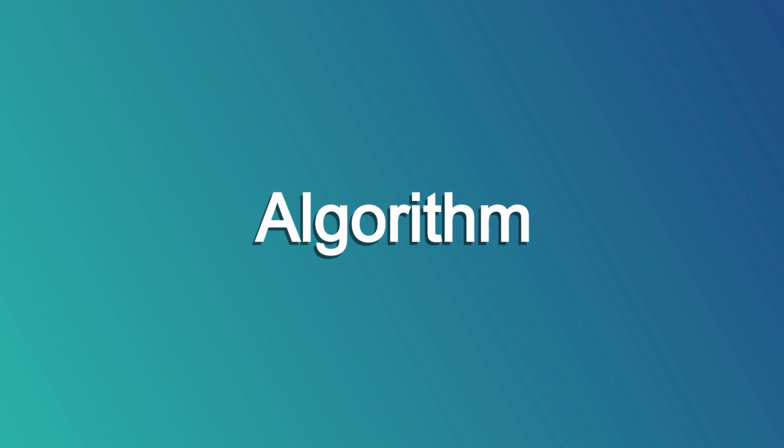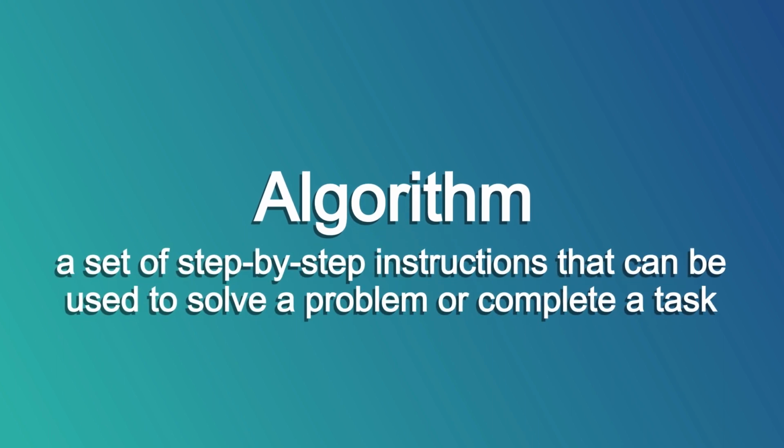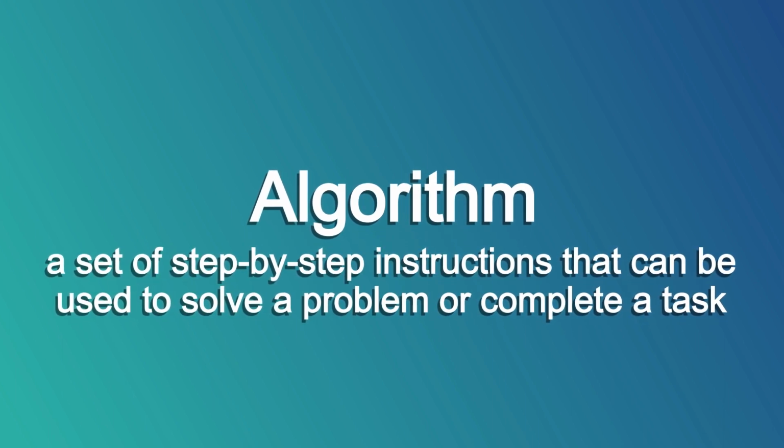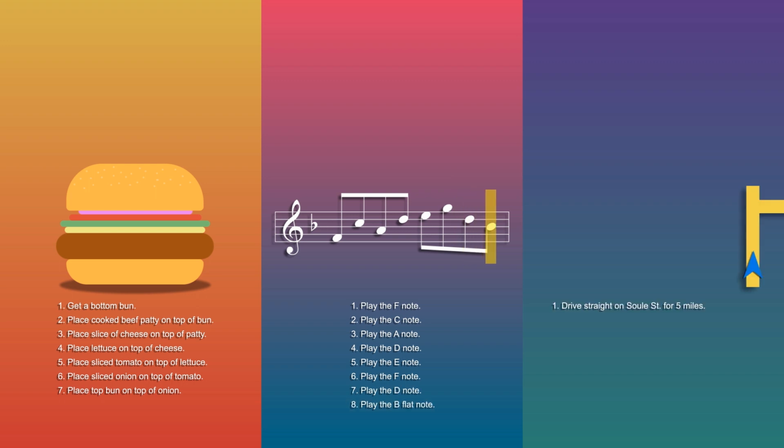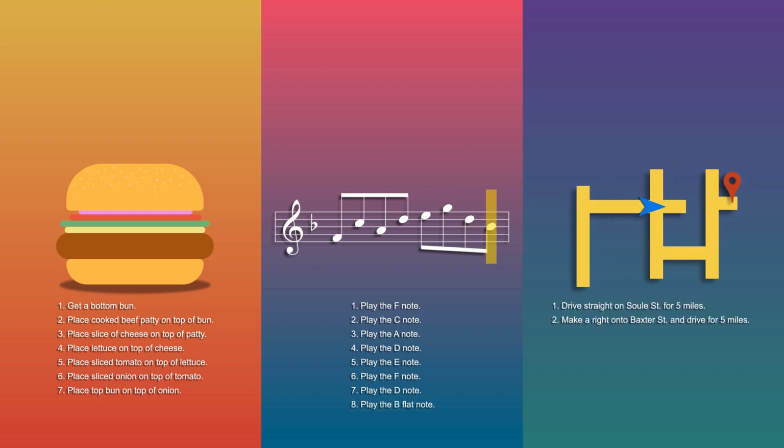Let's start off by defining the word algorithm. Simply put, an algorithm is a set of step-by-step instructions that can be used to solve a problem or complete a task. We use algorithms all the time in our daily lives. The recipe to make your favorite sandwich can be considered an algorithm. So are the notes you play on the piano and the route you drive to get home from school every day. Algorithms are everywhere.